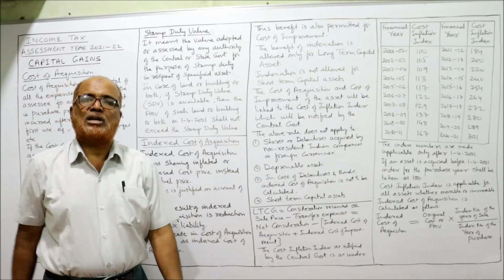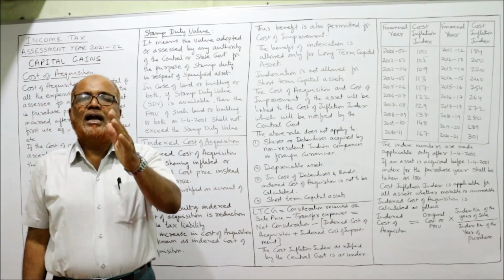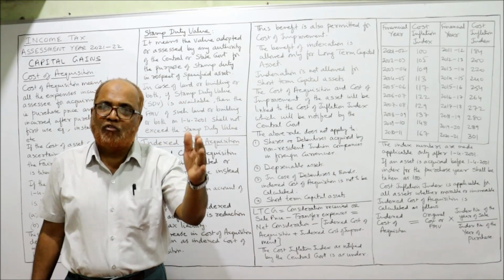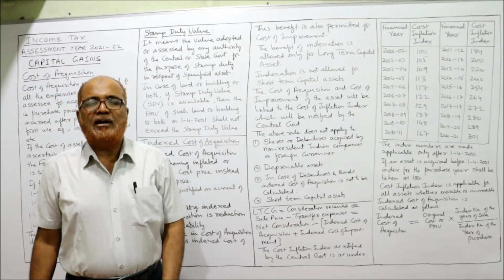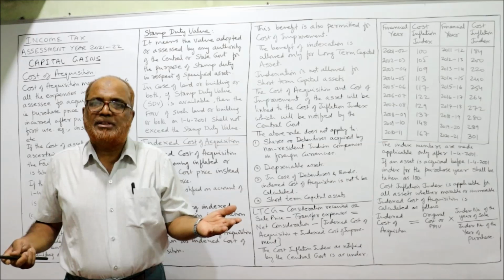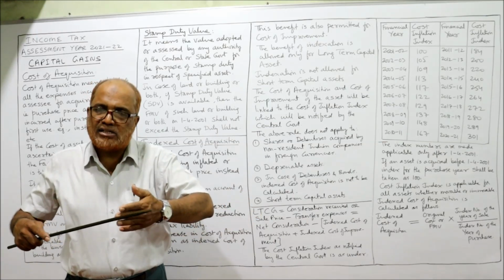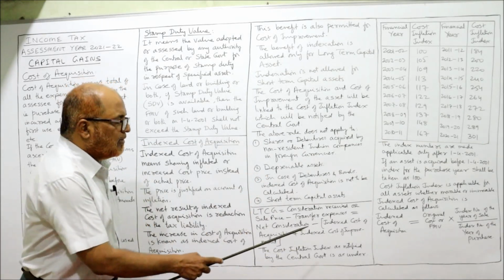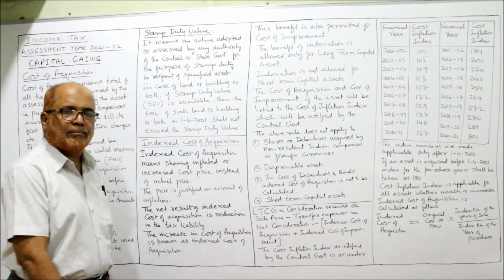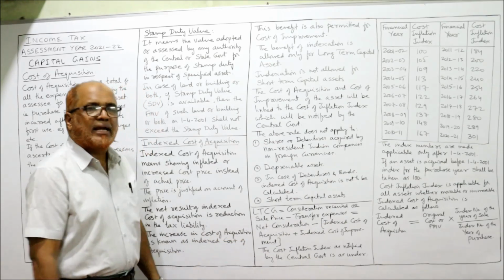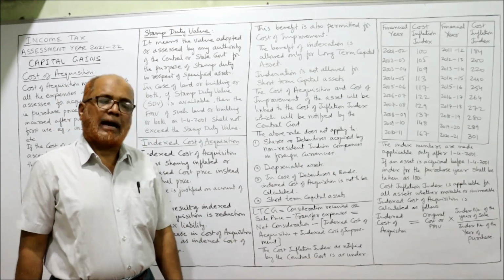From net consideration, I will deduct two items: indexed cost of acquisition and indexed cost of improvement, if any. Indexed cost of improvement, sometimes it will be there, sometimes it will not. If indexed cost of improvement is not there, then we simply deduct indexed cost of acquisition. If both are there, add up both and then deduct. We'll get the income from capital gain.